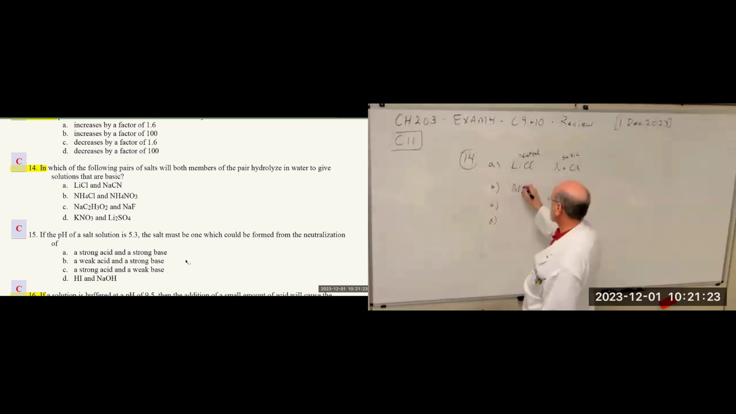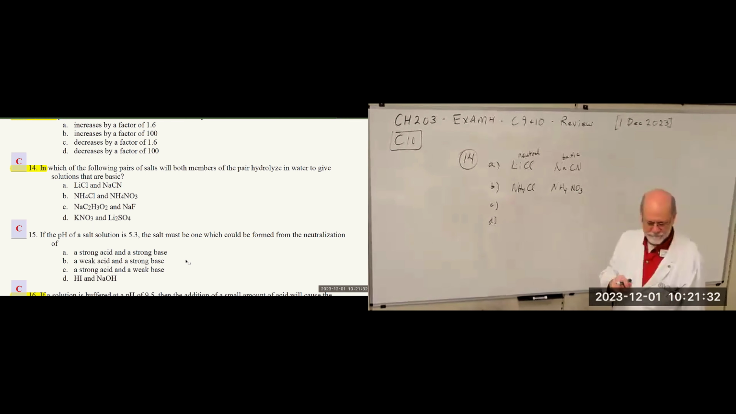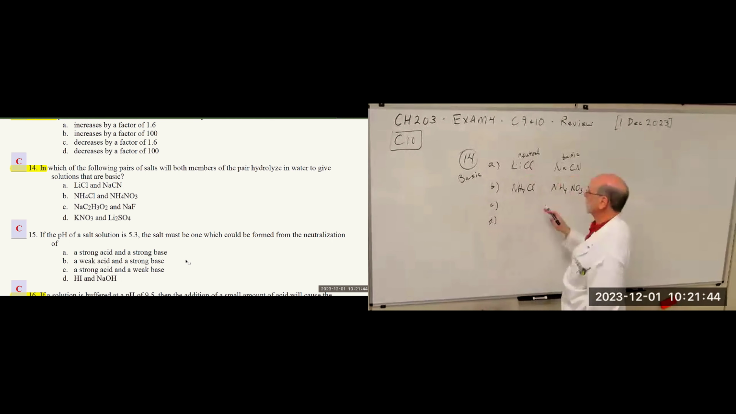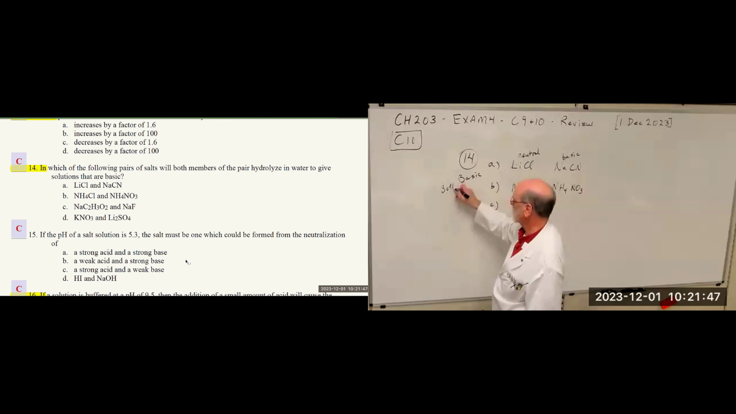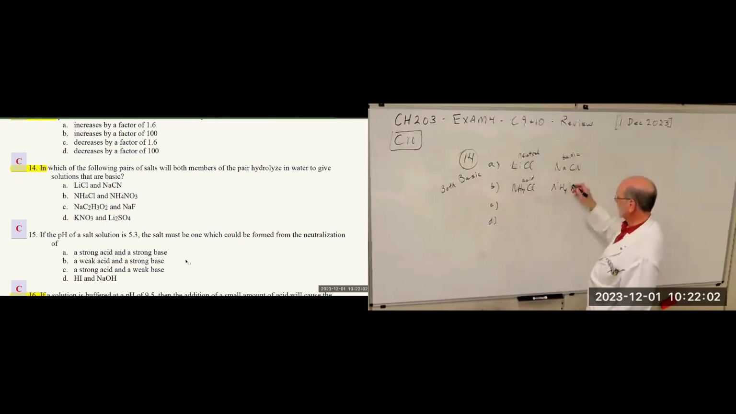Ammonium chloride and ammonium nitrate. Okay. Let's see. We're looking for a basic solution. Both of them basic. All right, hydrochloric acid is a strong acid, and ammonium hydroxide is a weak base. So this would be acidic. The same thing here: nitric acid, so this would be acidic. So that's not it.